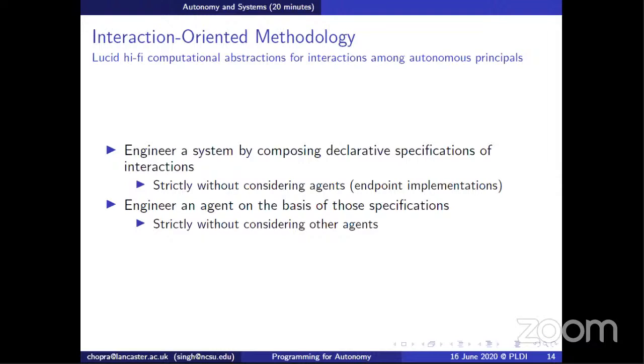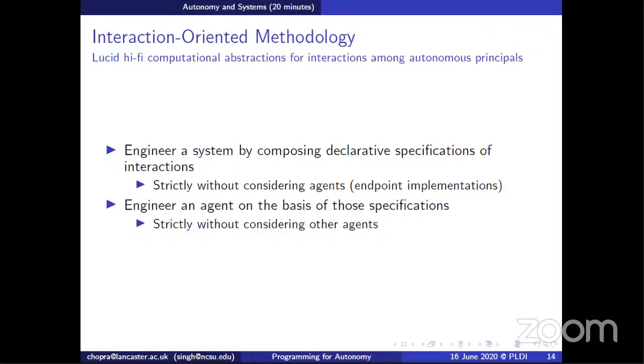There are two main ideas there. If you want to engineer a system, a socio-technical system, a system of autonomous parties, then you do so by composing declarative specifications of the interaction, specifications of norms and protocols. And you engineer the system strictly without considering how the agents are implemented, what the agent designs or agent specifications are. You engineer the system simply by composing specifications of interactions. And then, of course, a specification of interaction, a protocol for example, doesn't do anything by itself. It has to be enacted by endpoints, that is, by the agents.